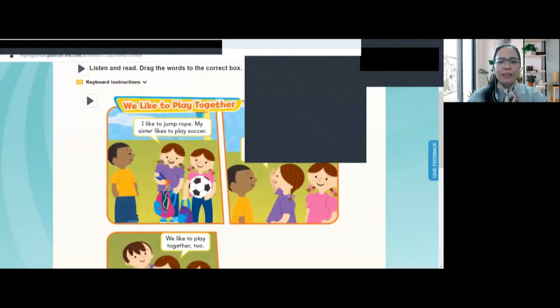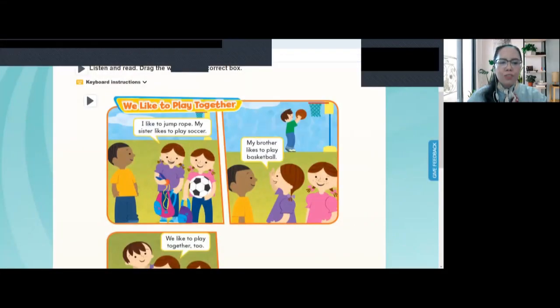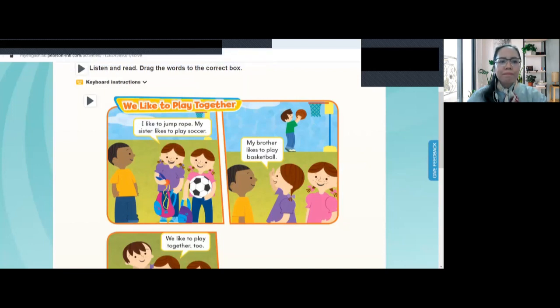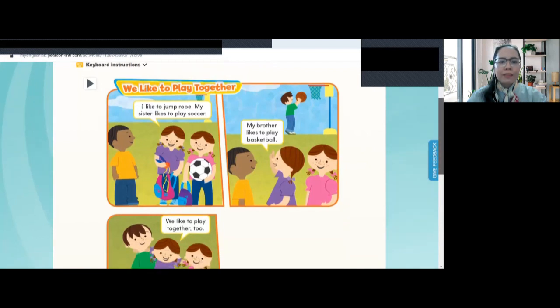Now, let's do the workbook on page 14, comprehending a story we like to play together. As we know that we have discussed this for 2 weeks ago, maybe, yeah? Do you still remember? Now you listen the story again first.